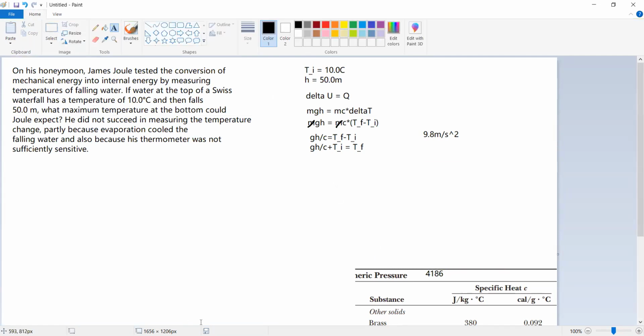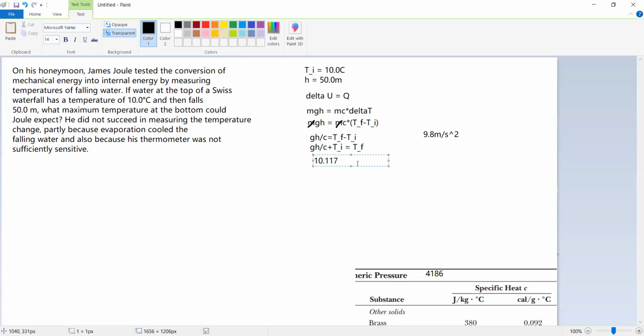So now we just put this into the calculator and see what it gives us. Hopefully it gives us something good. 9.8 times 50, 50 from the h that we were given, plus T initial, wait, no, first we divide by 4186, the specific heat, and then we add 10 degrees from the initial T, and we get this nice little number for T final.